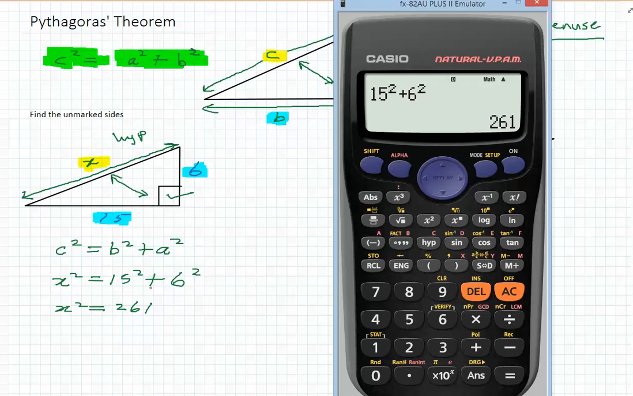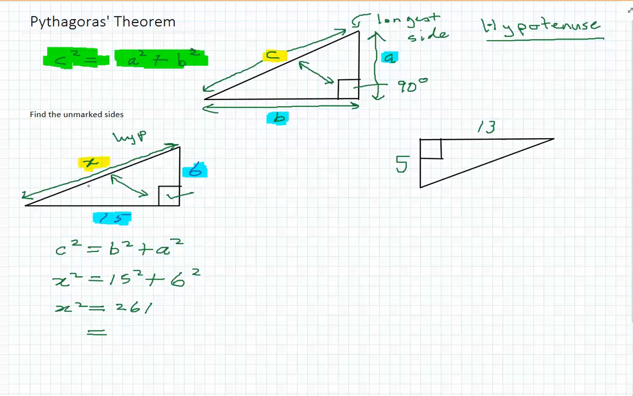Next step, what you've worked out here is the x squared, so the squared length. So how do we get the original length? Well, we need to take the square root, reverse the squaring operation. You take the square root of something. So we need to get the square root, get rid of that square there, of 261.